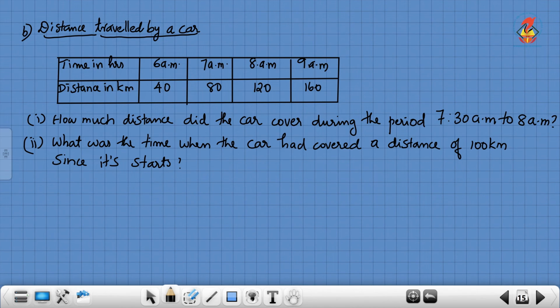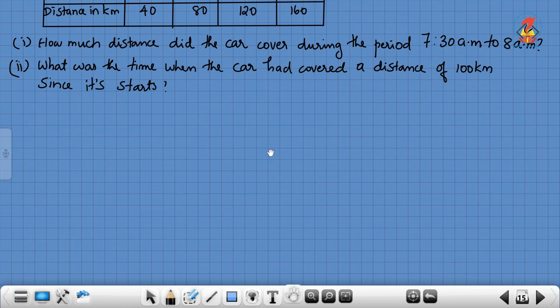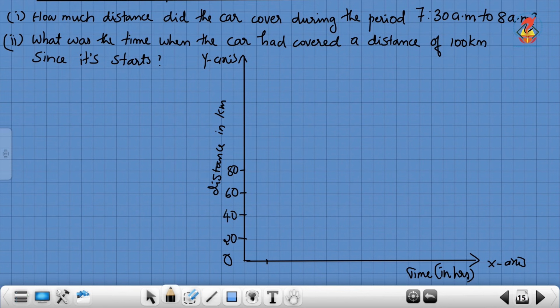Okay. First we have to draw the x axis and y axis. Here, 6 a.m. and 7 a.m. This is the y axis, this is the x axis, origin. Next, on the x axis write time in hours, and on the y axis distance in kilometers. Here 20, 40, 60, 80, 100, 120, 140, 160.